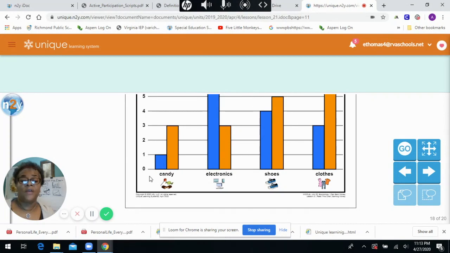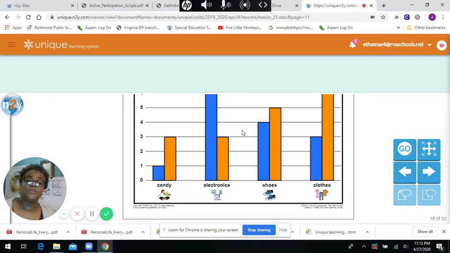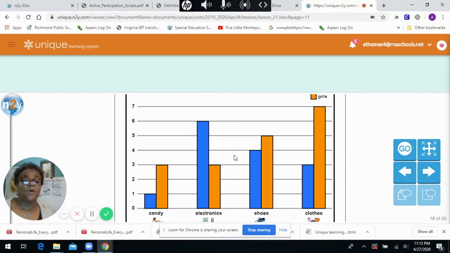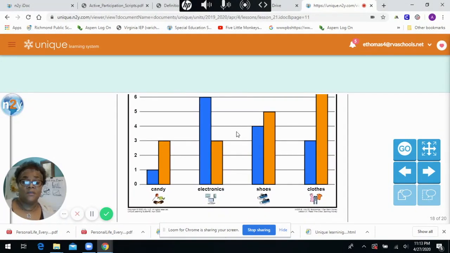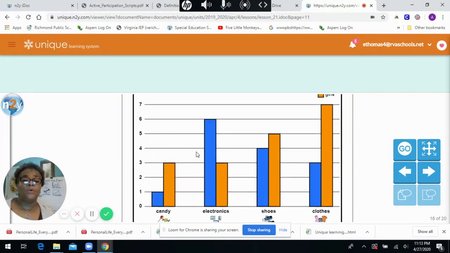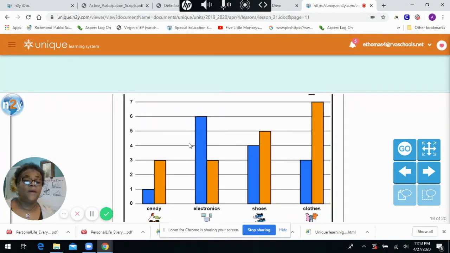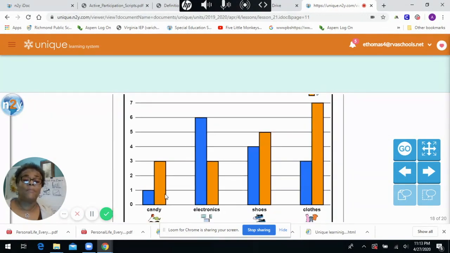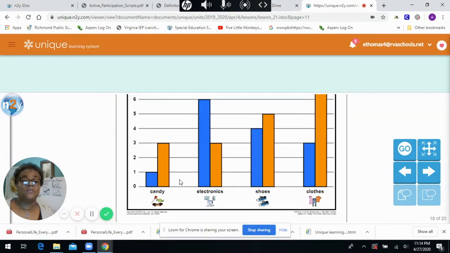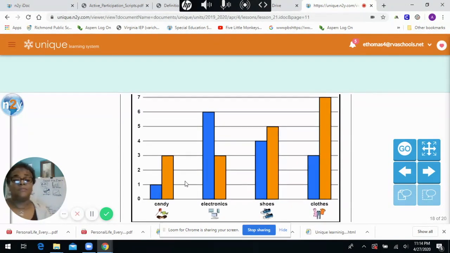Alrighty. So the items that they did a survey on were candy, electronics, shoes, and clothes. Now a survey is when you ask people a question and everybody answers the question, and then you take your tally marks of who said what, and then you compile them or put them all in a bar graph. You can put them in a pie graph, a line graph, and here is a double bar graph, meaning they're comparing two groups of people side by side to find out who likes the most things.